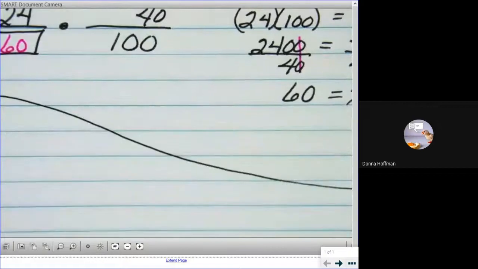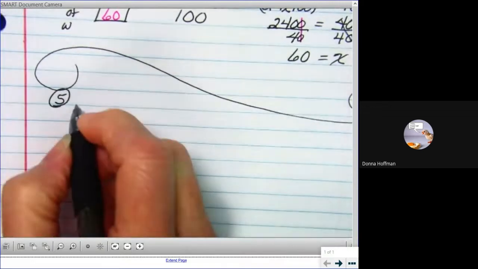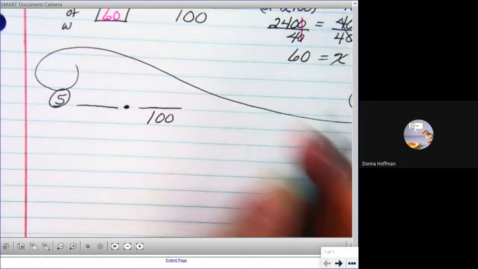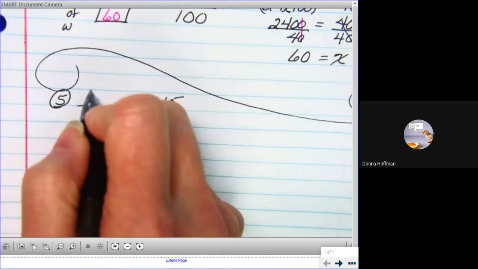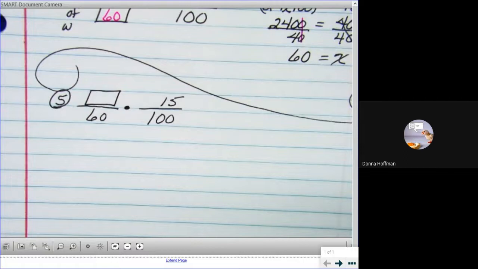So number 5, you set up the same exact way. And we have 15 that goes here, 60 that goes here, and the empty box that goes up here. Once you get it set up, you know what to do from here. That's the hardest part, is setting it up. But actually, it's not. You only have 3 things you're looking for. Does that make sense? Do I have any questions?